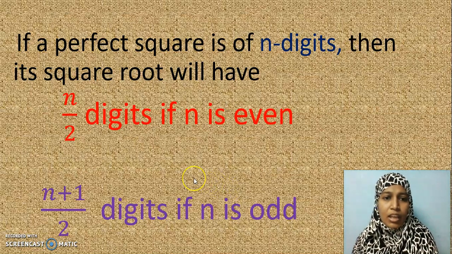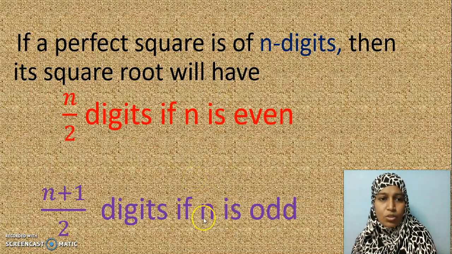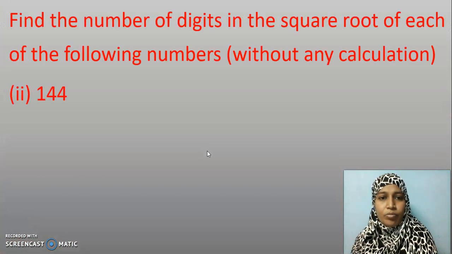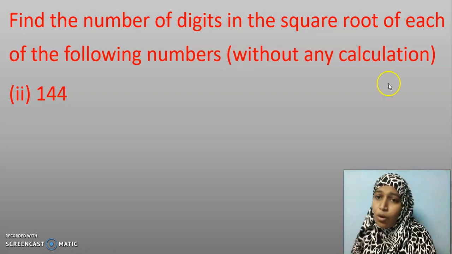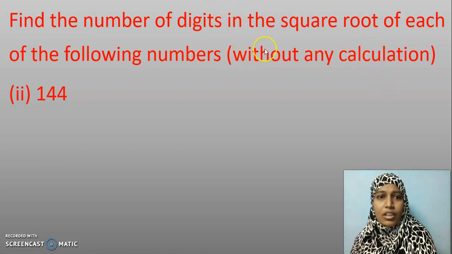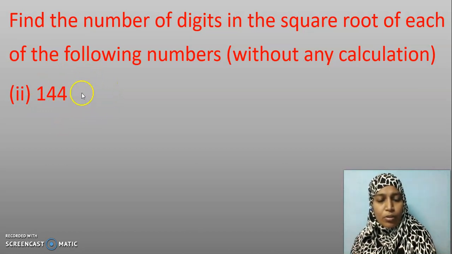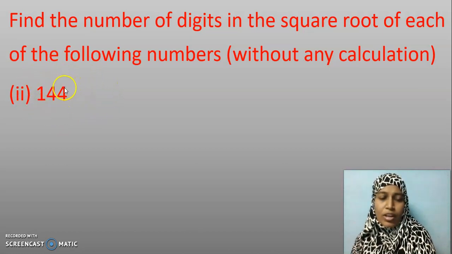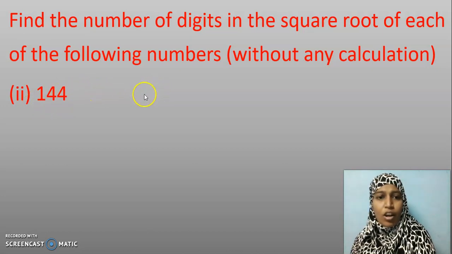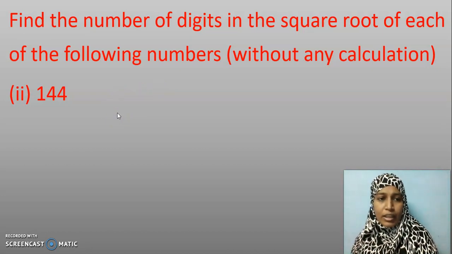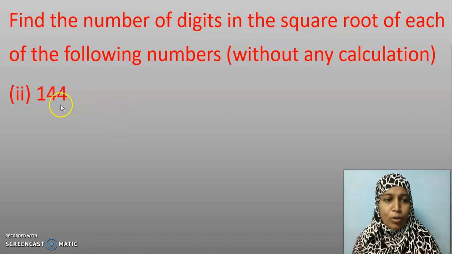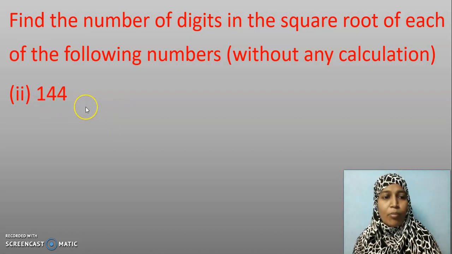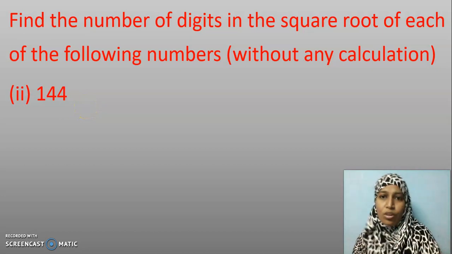Now let us see a few examples using these two formulas. Find the number of digits in the square root of each of the following numbers without any calculation. This is a perfect square number. Isn't it? 144 is a perfect square number. We all know this because it's a very simple number. 12 into 12 is 144. How many digits are there in 12? Only 2 digits. But I did the calculation orally now. You should not do the calculation. Just by looking at the number of digits, you should tell me the number of digits in its square root.